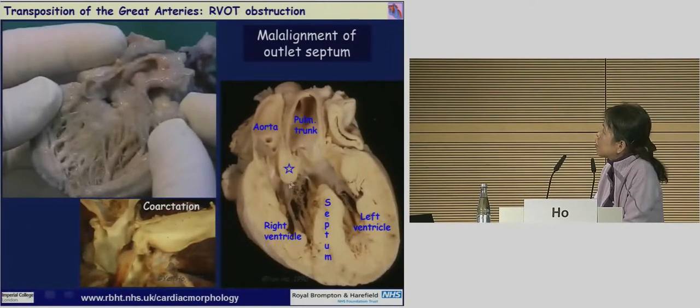Here, the still image shows the deviated outlet septum obstructing the aortic outflow tract, and further upstream, we have a coarctation lesion here affecting the aorta.